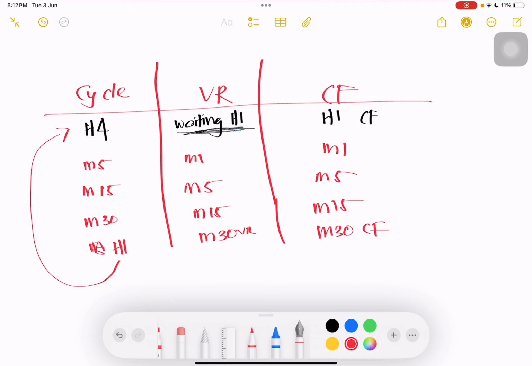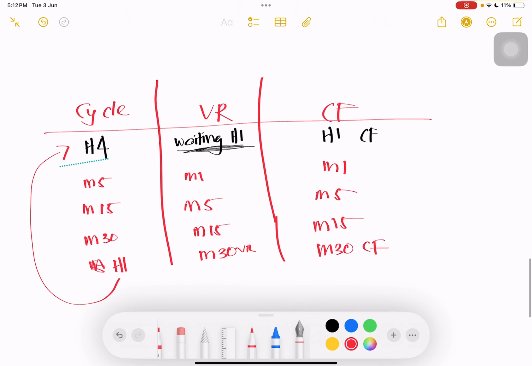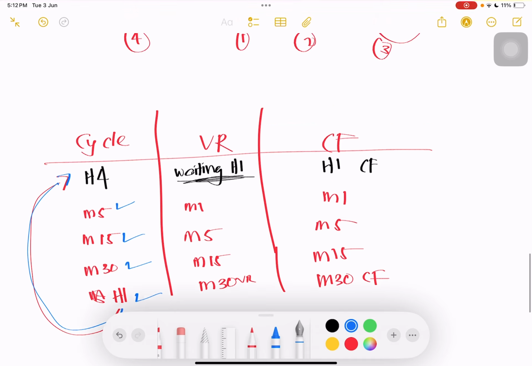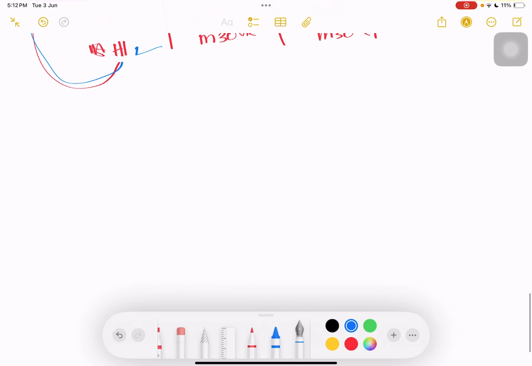Then H4 can form. So the price must start from the lower time frame. M5 forms first, then M15, then M30, then H1. After that, the H4 cycle will be formed. Okay, so we can just continue like this. For example, like this, H4.